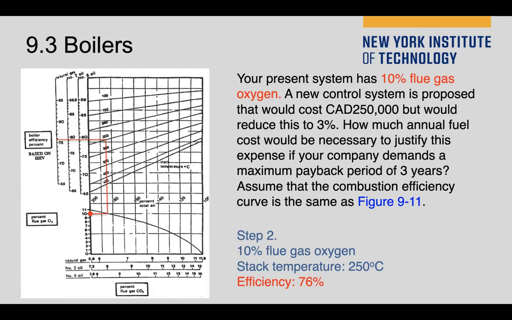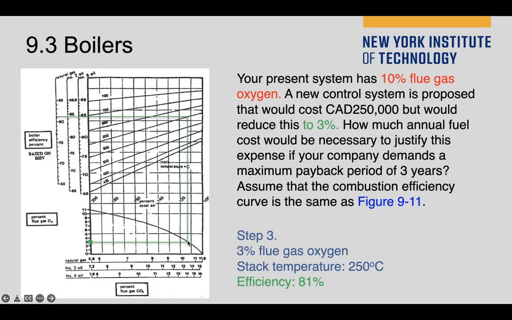Now, if we make the improvement from 10% fuel gas oxygen to 3%, what is the situation at 3%? That is the case. So with 3% fuel gas oxygen, we start here at the number 3 and draw a horizontal line which stops at the point where it intersects with this curve.